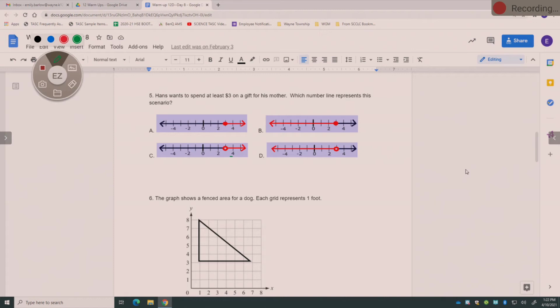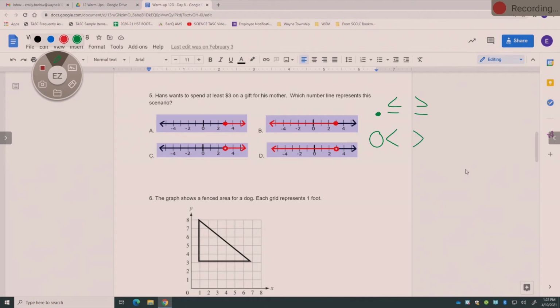Okay, number 5 is a wording problem. We've got our number lines, and we have these closed dots, and we have these open dots. Remember, if it's a closed dot, it can be equal. So it could be less than and equal to or greater than and equal to. If it's an open dot, it's just going to be less than or greater than.